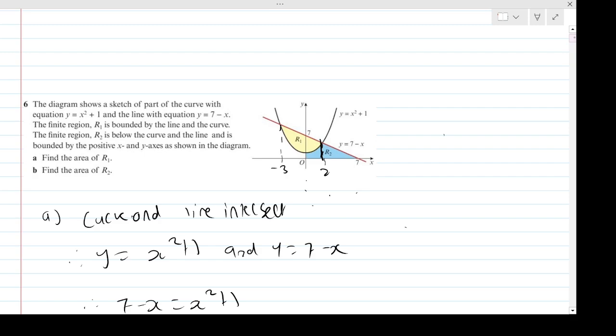Right, okay. Then the area of region 2. So I'm going to get rid of the lines. So between -3 and 2. Okay, so the area of region 2.